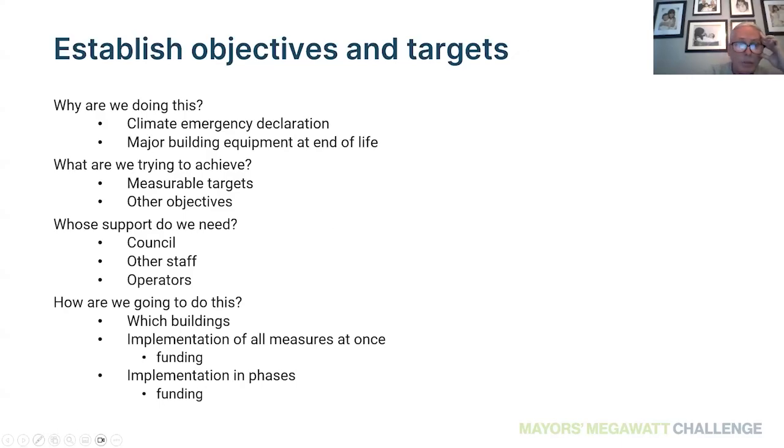And figuring out where you need to get support and how are you going to get that support. So really engaging council, other staff, operators, all the way through the process, and really start focusing on how to get it done. So which buildings, how are you going to do it? Will it be one building at a time? One particular measure, for example, lighting across all facilities. So really thinking about that rollout plan as well.